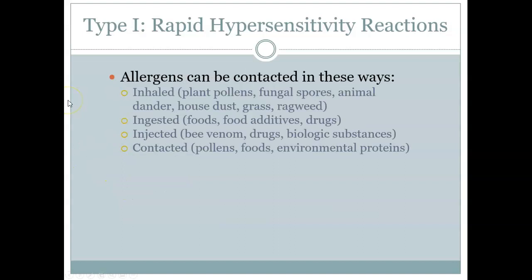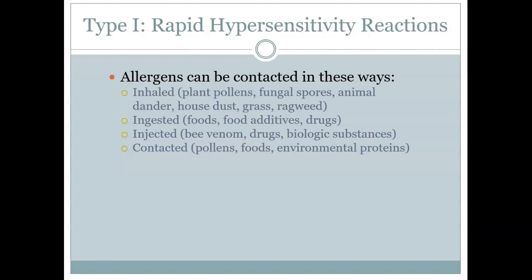So type 1 hypersensitivity reactions could either be inhaled, such as like pollens, spores, animal dander, house dust, grass, ragweed, those kind of things. They could be ingested, like some people have food allergies. Well, I use the example of myself with penicillin. Some people have reactions to food additives, like they don't do well with MSG in food or different additives that they have to watch out for.